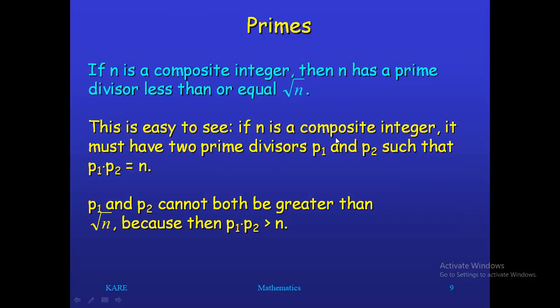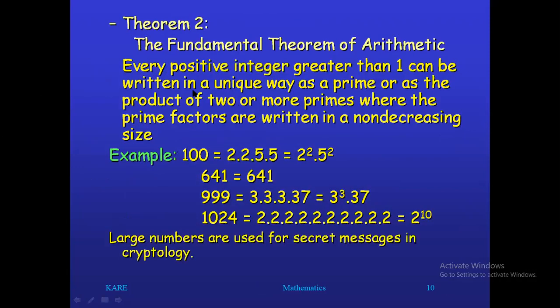This is easy to see. I'm just taking a composite number. It must have two prime divisors, P1 and P2, such that P1 into P2 is equal to n. And we can say that P1 and P2 cannot both be greater than root of n. Then in that case, what will you have? If both the numbers P1 and P2 are greater than square root of n, then P1 P2 will be greater than n. But I have the statement P1 P2 is equal to n.